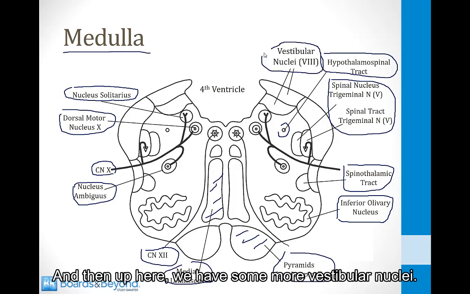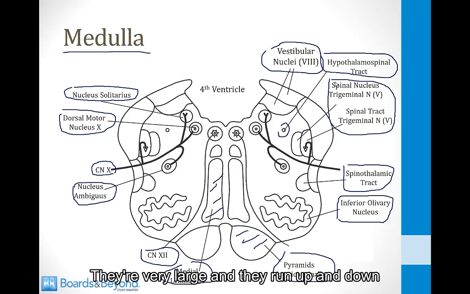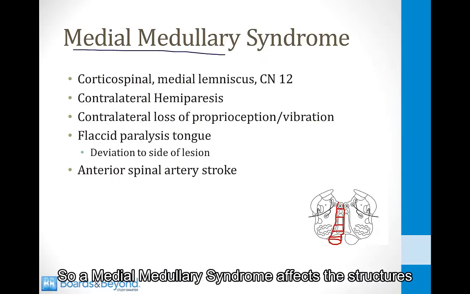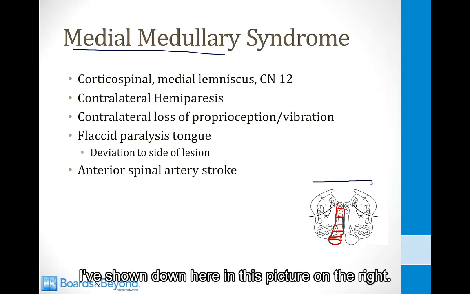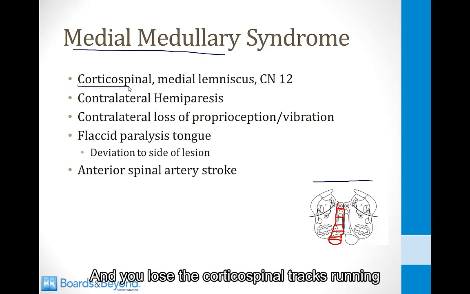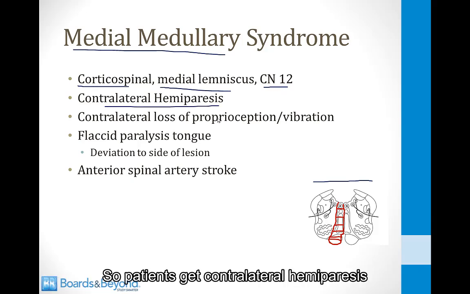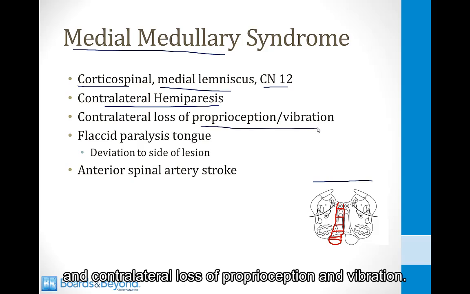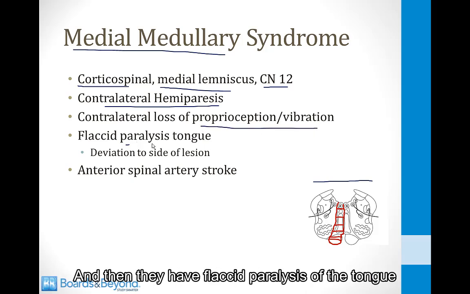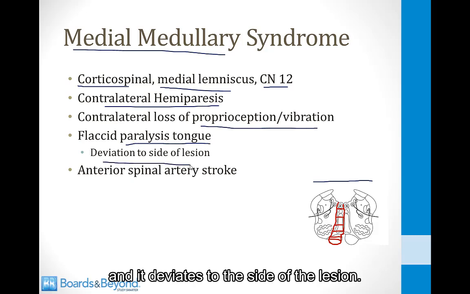And then up here we have some more vestibular nuclei. They're very large and they run up and down through the pons and the medulla. So a medial medullary syndrome affects the structures I've shown down here in this picture on the right, and you lose the corticospinal tracts running in the pyramids, the medial lemniscus, and cranial nerve 12. So patients get contralateral hemiparesis and contralateral loss of proprioception and vibration, and then they have flaccid paralysis of the tongue, and it deviates to the side of the lesion. And you can get this from a stroke in the anterior spinal artery. The anterior spinal artery runs right here and supplies this whole region.